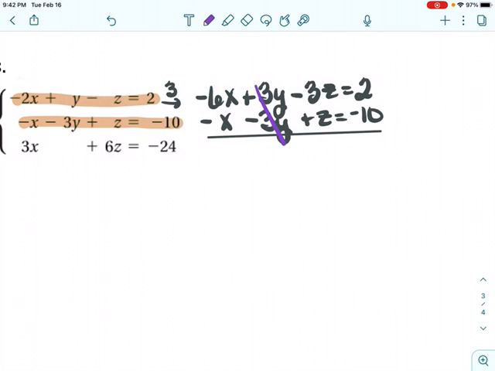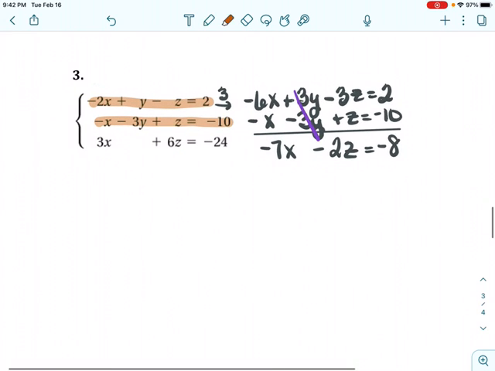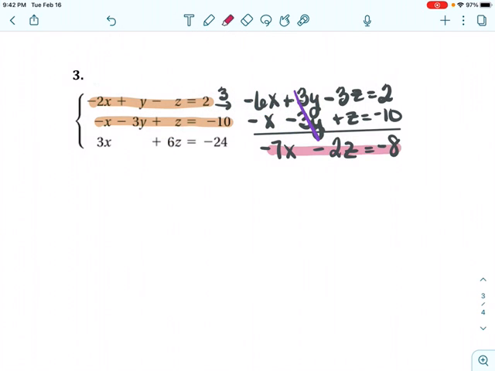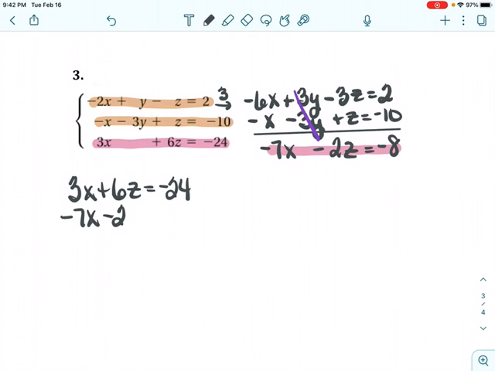Okay. 3 y's are going to cancel. So I'm left with -7x minus 2z is equal to -8. So now I have an xz here and an xz here. So I just need to use those 2. So I have 3x plus 6z equals -24, and -7x minus 2z is equal to -8.